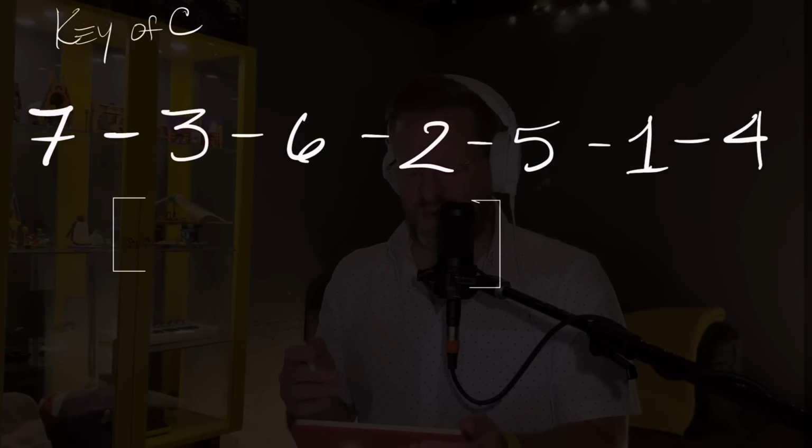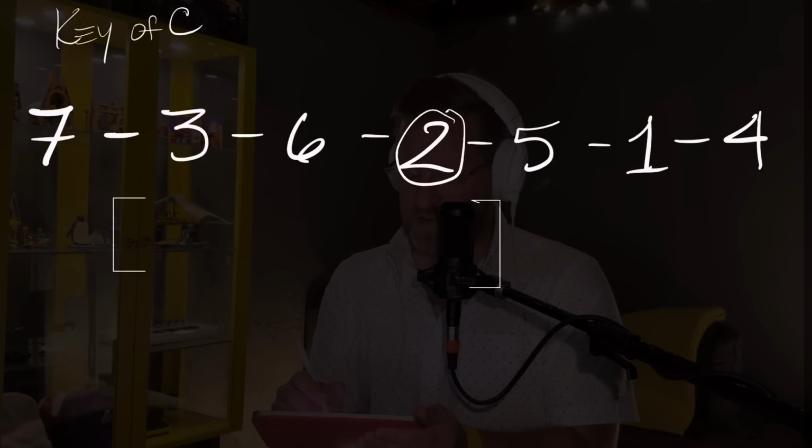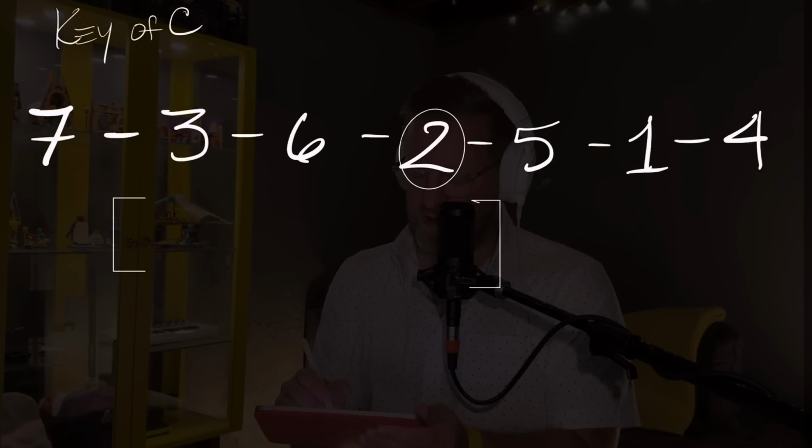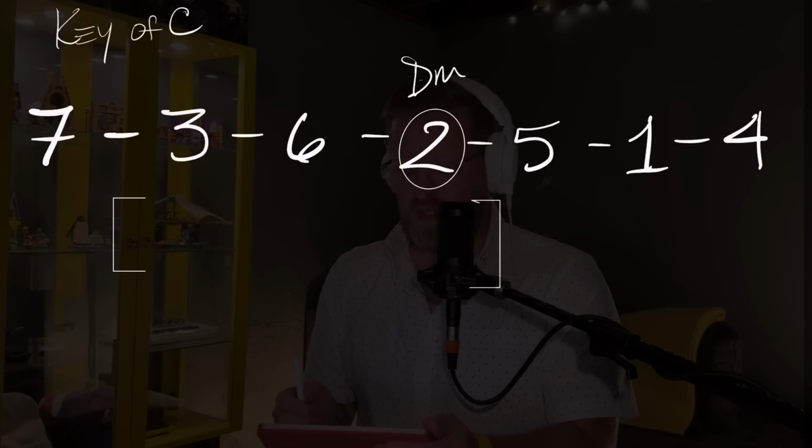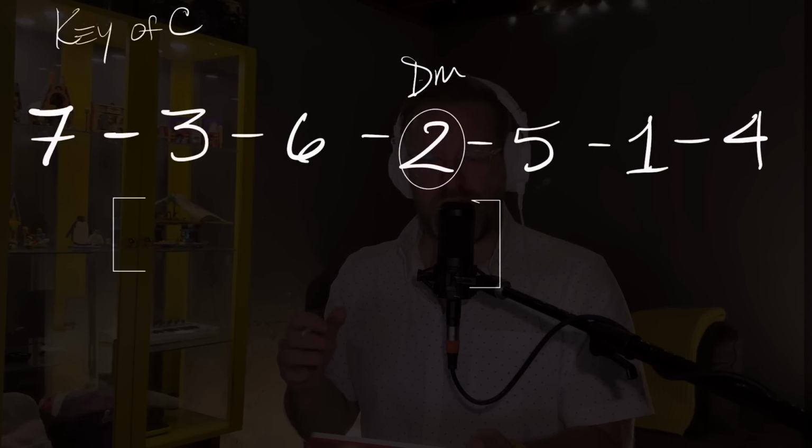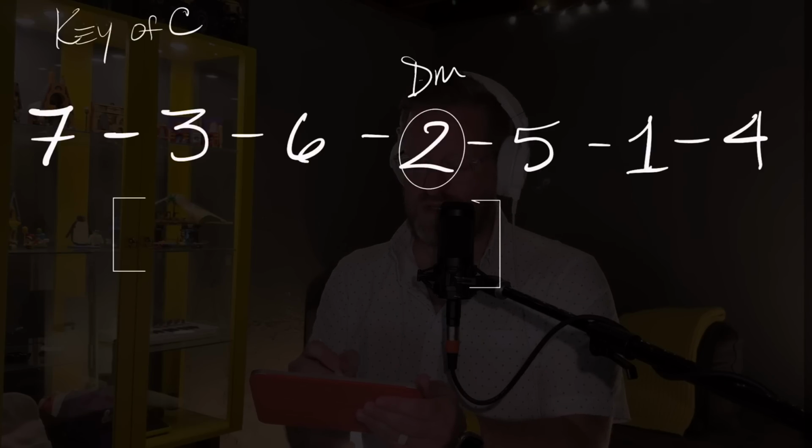All right, let's say that we want to go to the 2 chord. In the key of C, that's a D minor, all right? So we're going to get to that 2. I'm going to write it up here. We want to get to the D minor. All I have to do is remember that in my 7-3-6-2, I'm trying to get to that 2. I just go back 2. I'm going 3, 6, 2, all right?